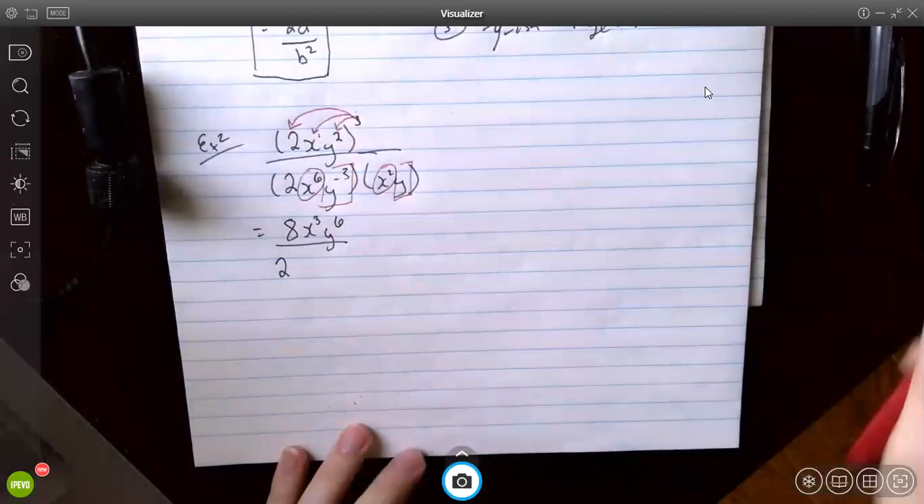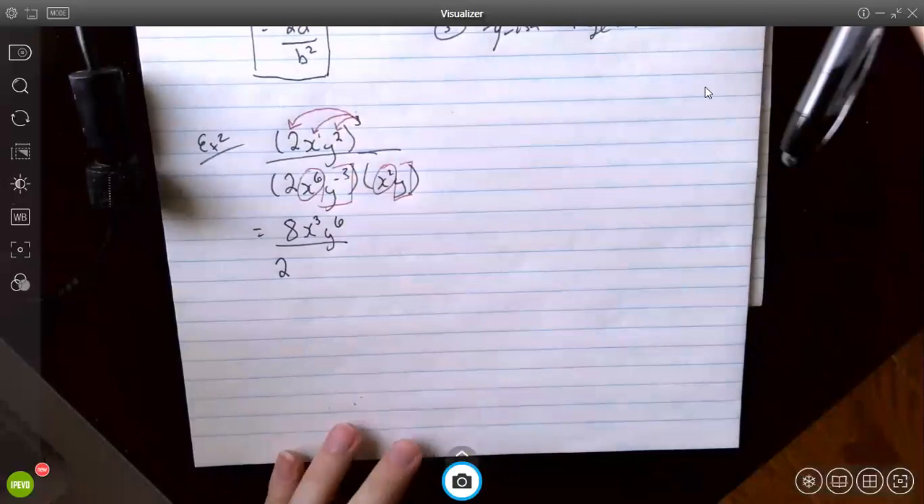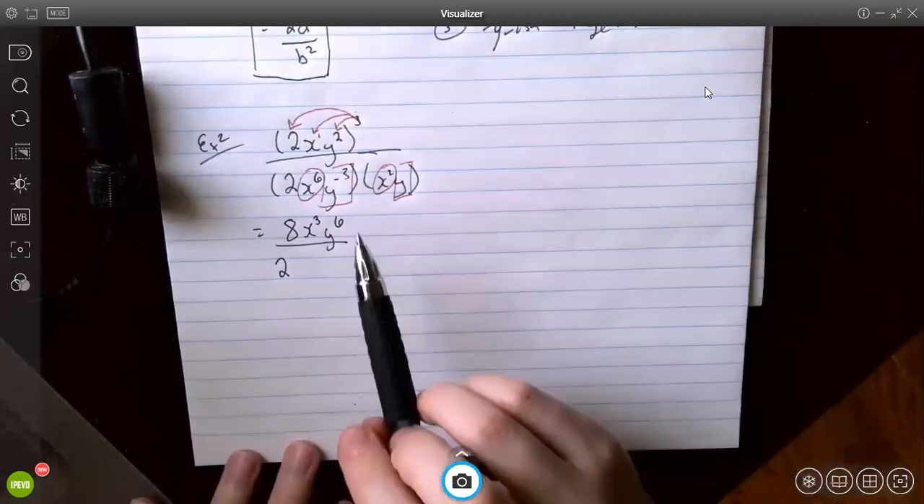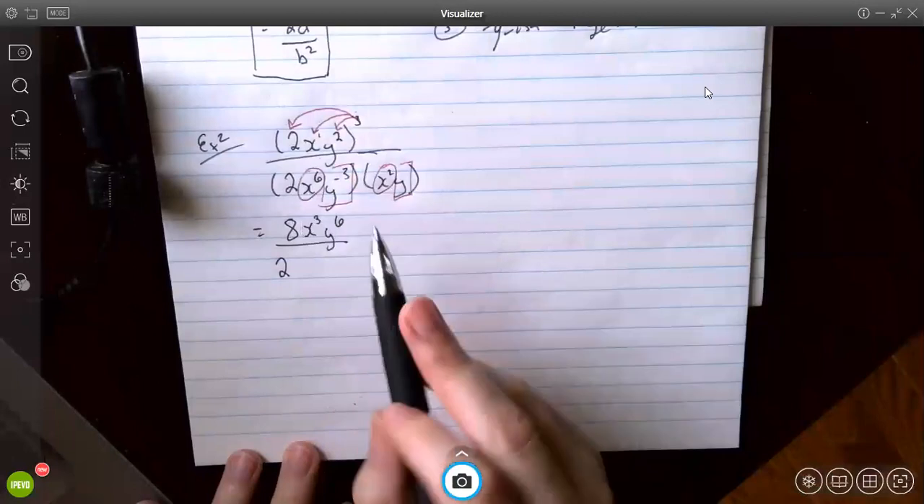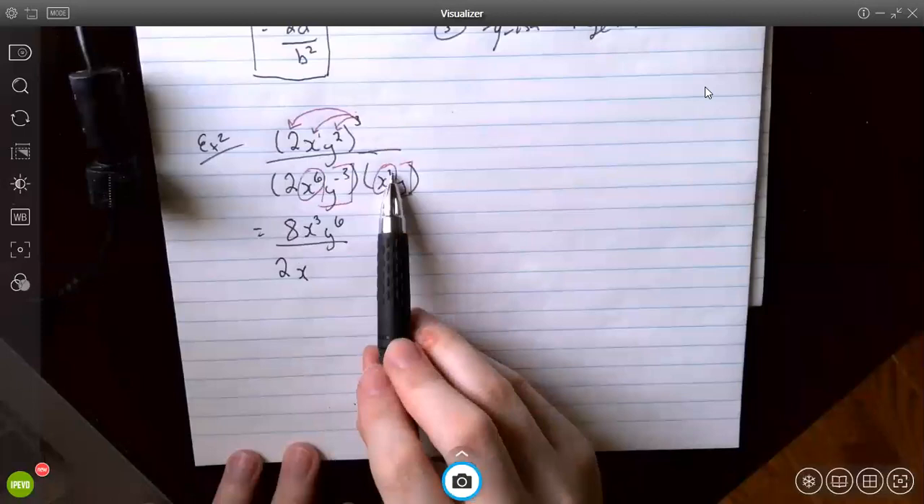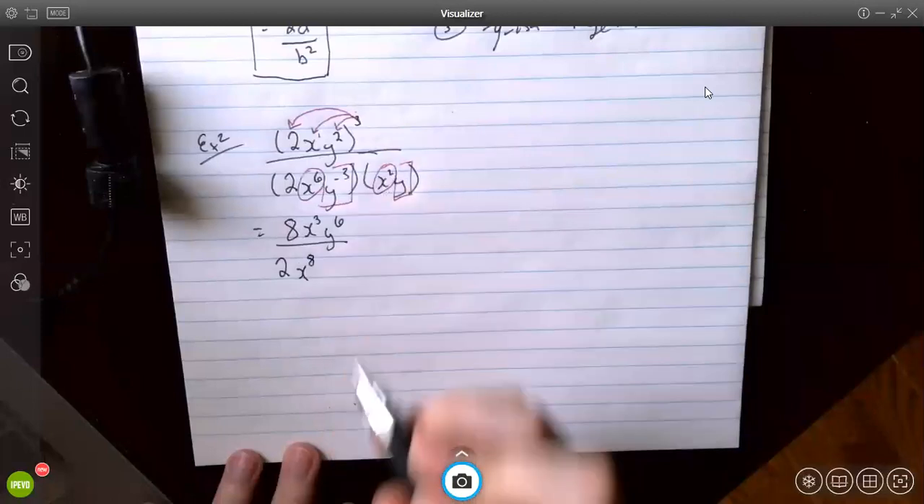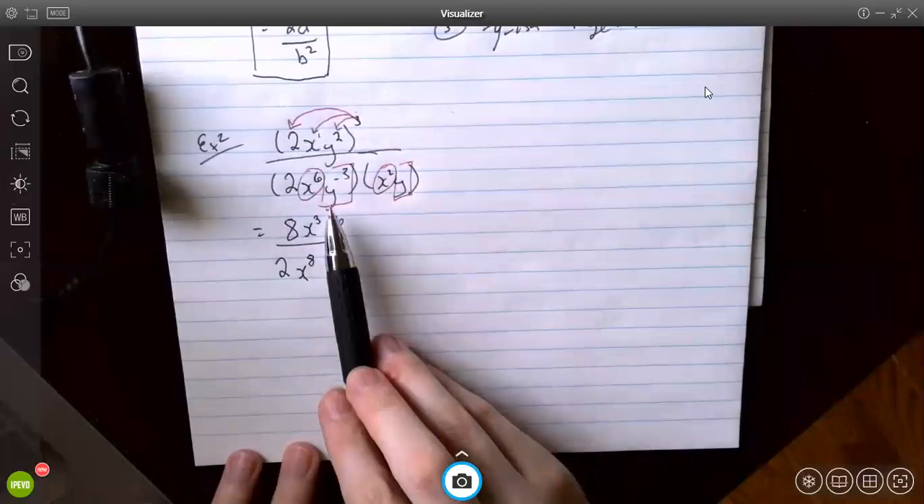When I multiply powers with the same base, I add their exponents. So x to the power of 6 times x squared, I'm going to keep my x, and then add 6 plus 2 leaves me with 8. And I'll do the same thing with my y's.